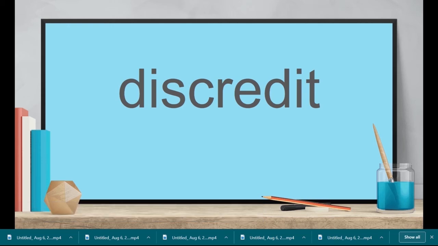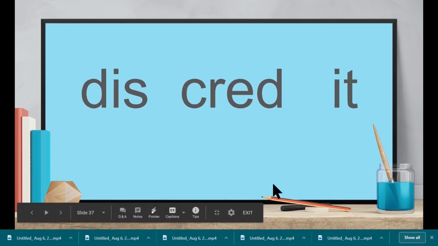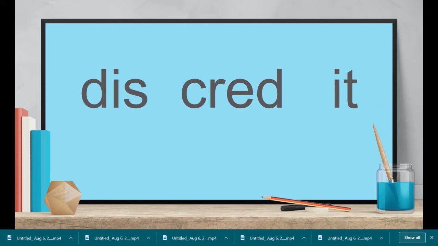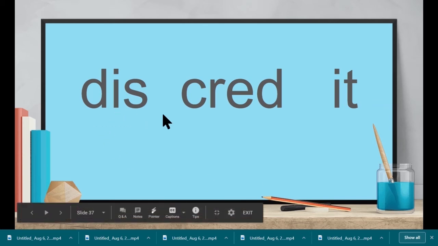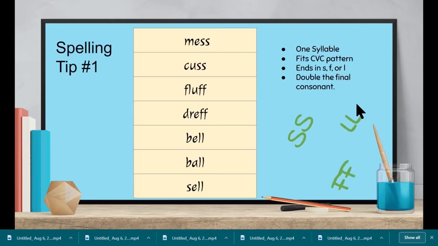Well, how many vowels does it have? It has 3 vowels, I, E, and I. What if we separate it like this? What if we separate it like this? Then we have discredit, right? This is what we'll be working on when we are working here in these lessons.